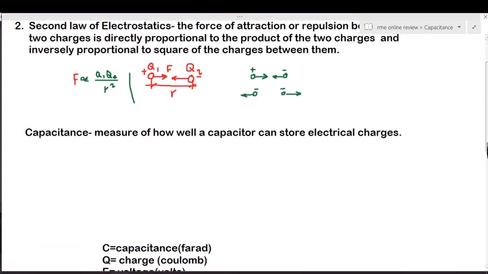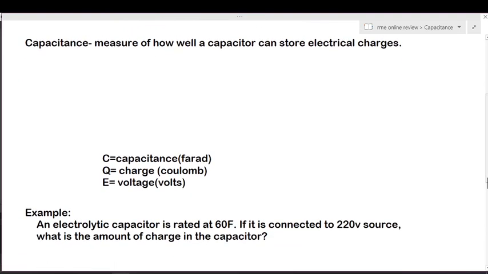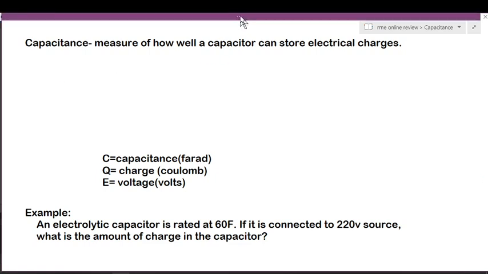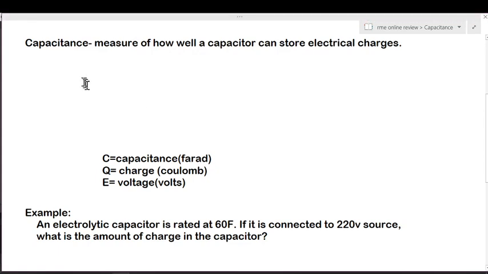Now we will go to capacitance. So capacitance is the measure of how well a capacitor can store electrical charges. So the very first capacitor that was made is the Leyden jar. If you've been watching the past few videos, probably the first video, it was discussed that the Leyden jar is a device created that can store electrical charges.